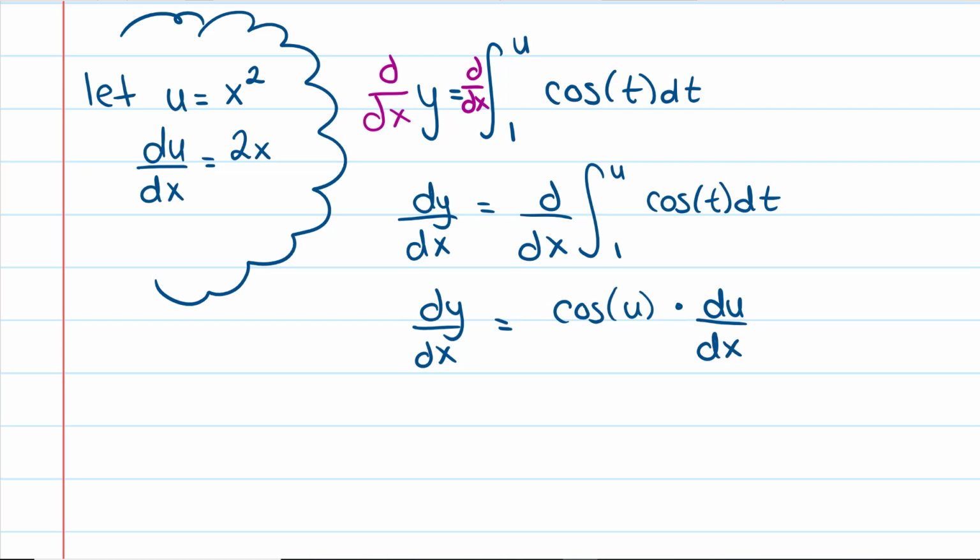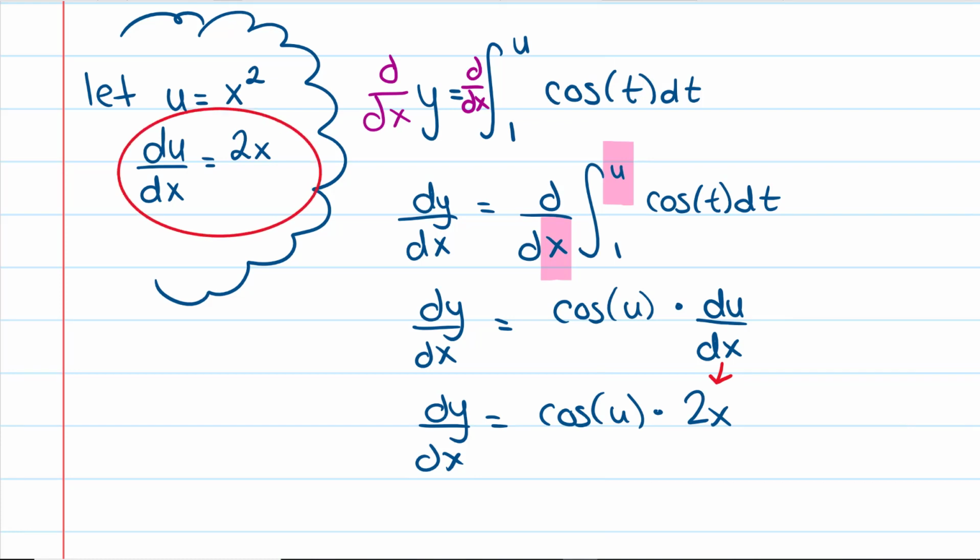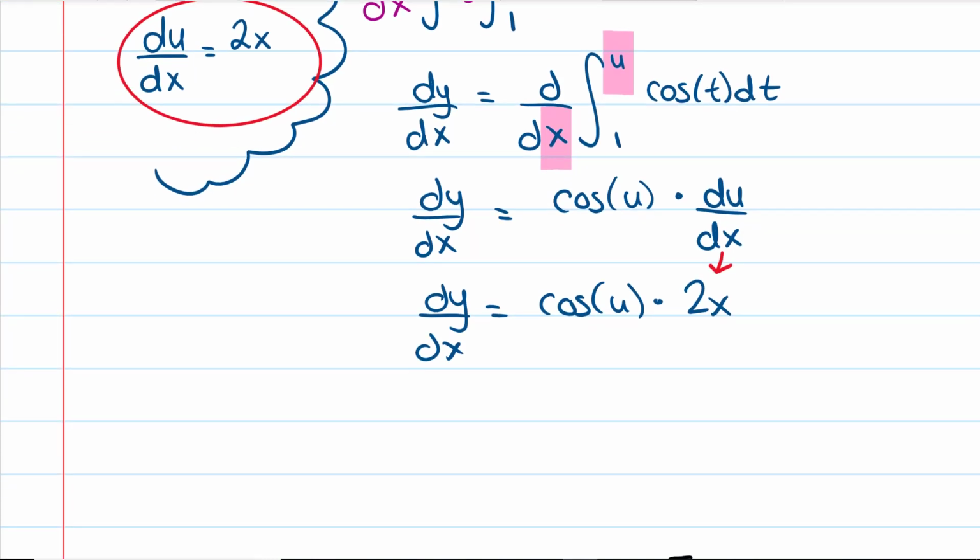The reason that we have to write this is because this dx down here is different than this. And this is where the chain rule comes in. So we get dy/dx is equal to cosine of u times 2x. Again, this du/dx comes from right here. And then we need to go back to our original variable because we want it in terms of x. So the derivative of y with respect to x is cosine of x squared times 2x.